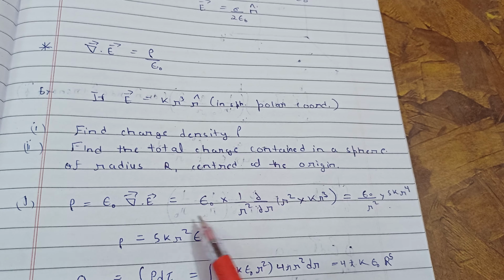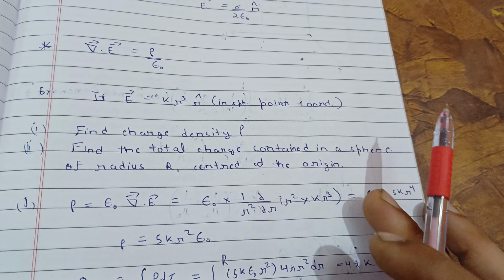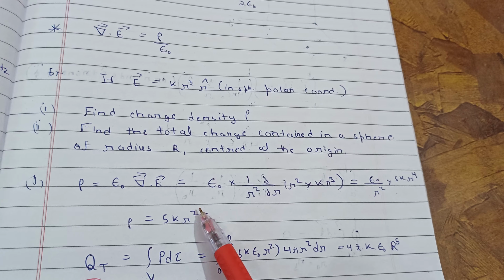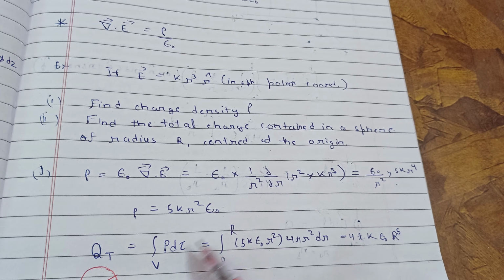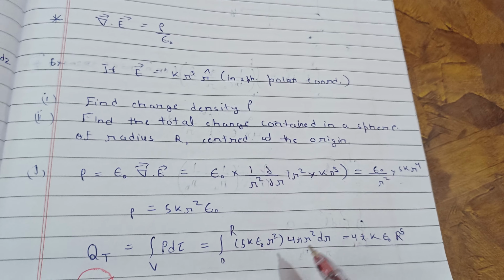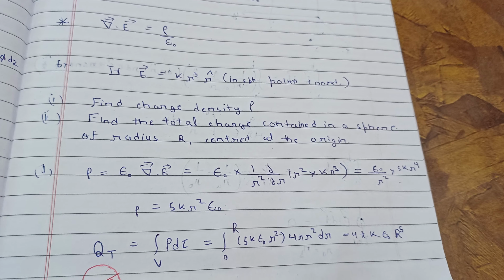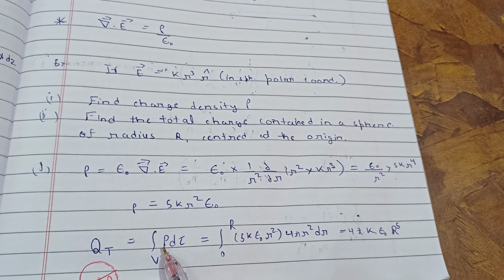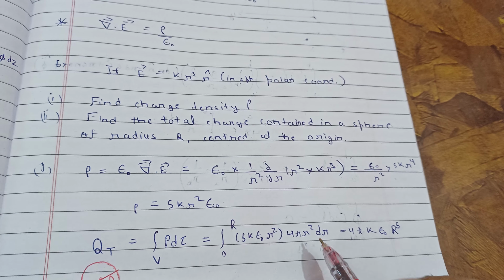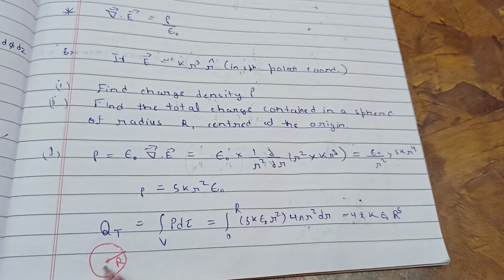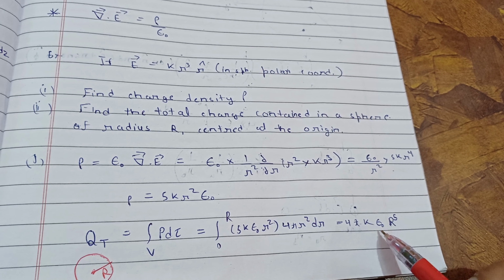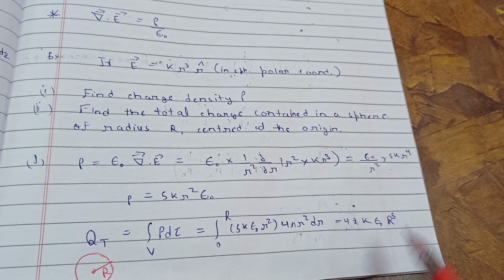Now you have the charge density, this is your first answer. The second thing is you need to find the charge. So charge is nothing but the integral of rho d tau. This is volume, and d tau for this sphere will be 4 pi r square dr, and this rho we have already found. So now integrating for the complete sphere from 0 to r, this will give you 4 pi k epsilon naught r to the power 5. So this will be your total charge.